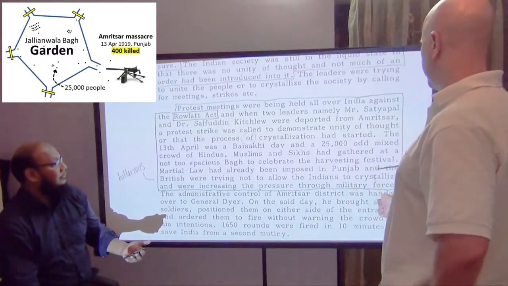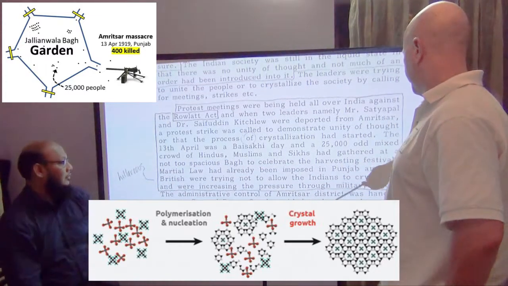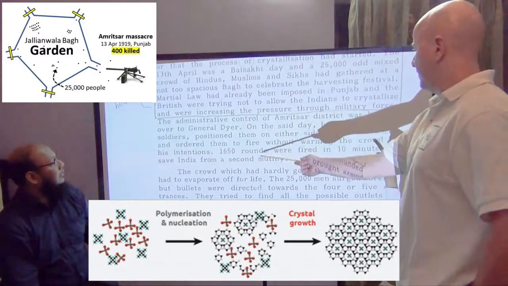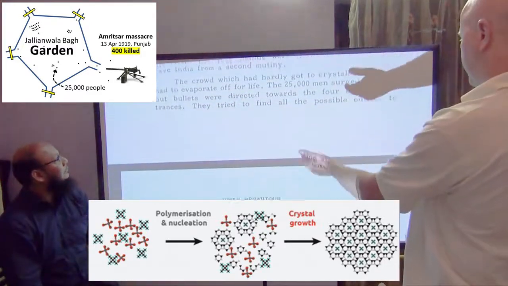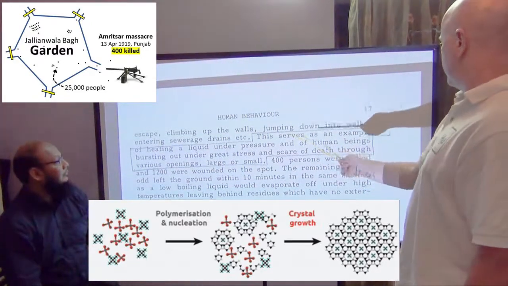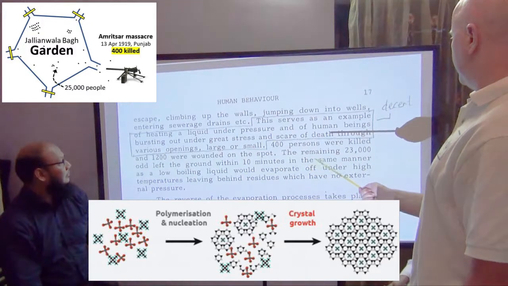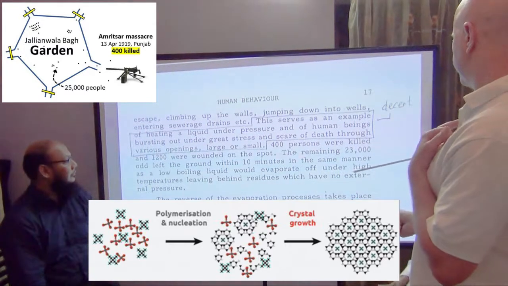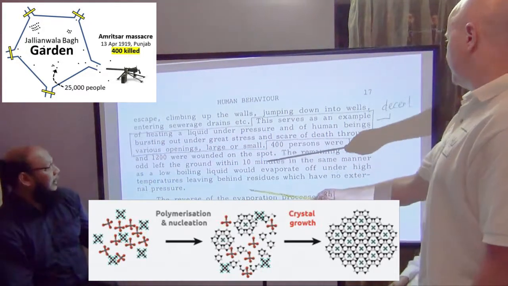Okay, so the Indians wanted to crystallize, but the British wanted to put pressure on them through military force. So they blocked the entrances off and then fired 1,650 rounds. In the second edition, I'll put this down in detail. So this serves as an example of heating a liquid under pressure, and of human beings bursting under great stress and scare of death through various openings. So 400 people were evaporated off under high temperatures, leaving behind residue.